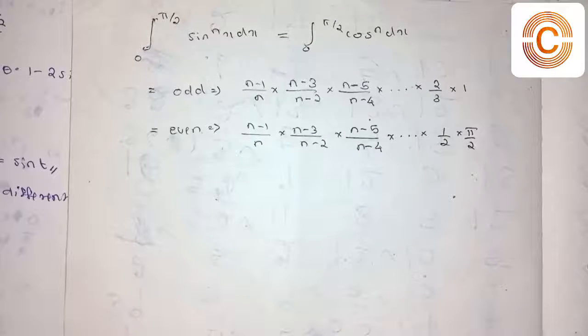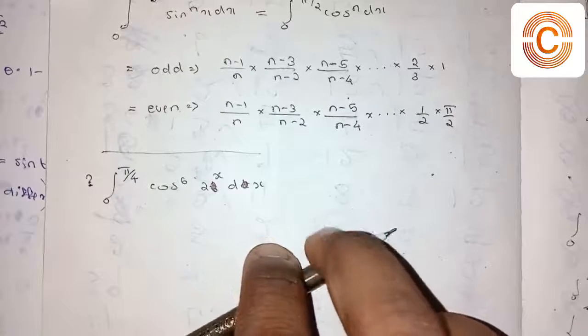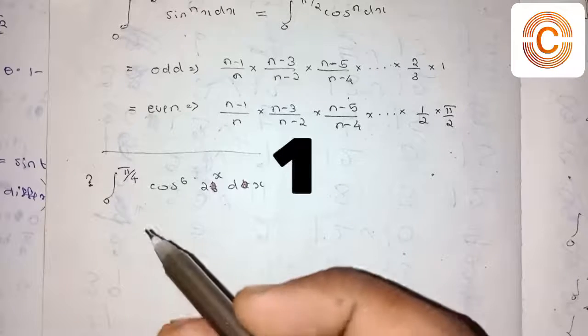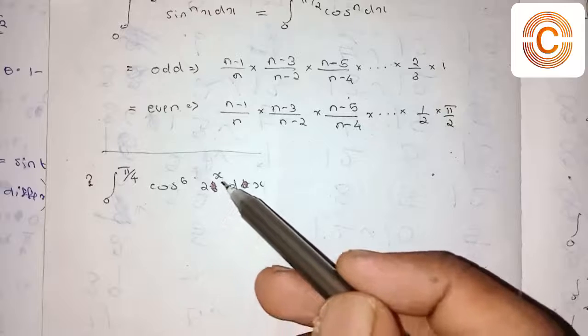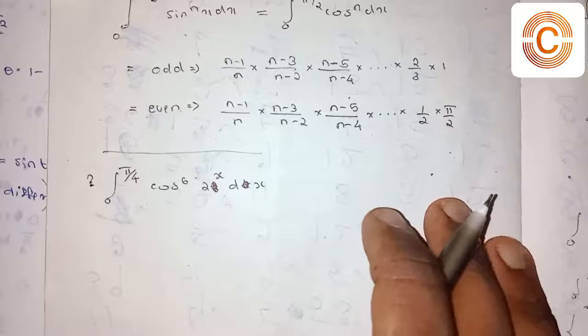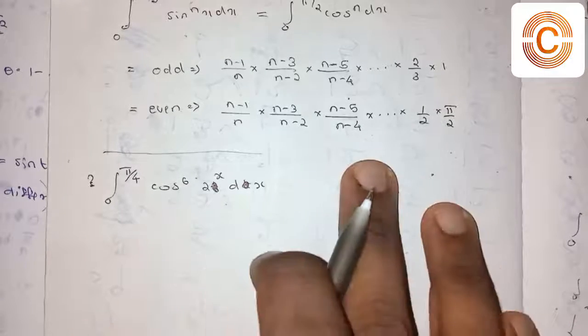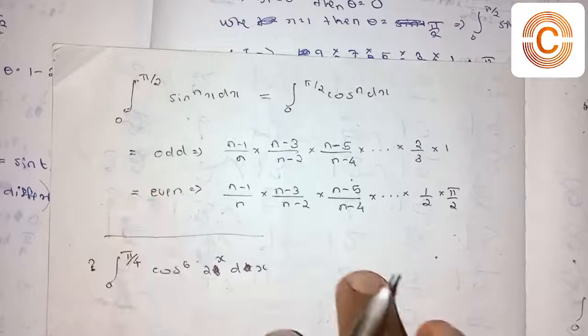So let's begin. Let's check out some questions and their solutions. First we take the integral from 0 to pi by 4 of cos raised to 6 of 2x dx. How do we find the solution for this integration question? By using the solutions we just discussed.